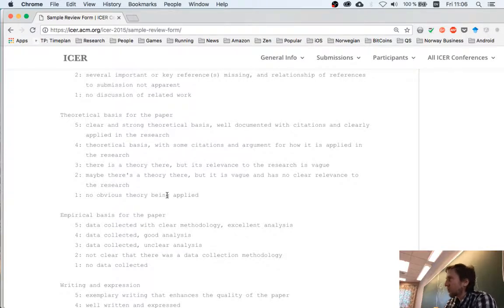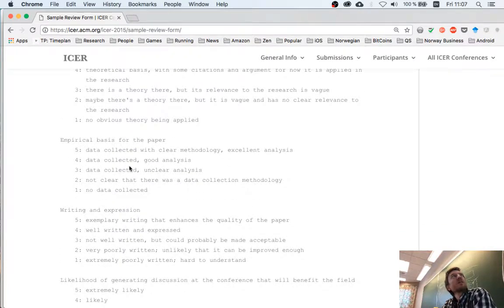Most of the bachelor projects have no real theory behind it. It's just some engineering artifact that they've built. At the top is a clear and strong theoretical basis, well documented with citations and clearly applied in the research, right? If you were doing math or physics, you should aim at 5, but with our applied projects, master projects, sometimes that's not really needed. There is a theory there, but the relevance to the research is vague. You should not be vague. You should say what the relationship is. But some theoretical basis with some citations and argument for how it is applied in the research, that's probably fine, right?